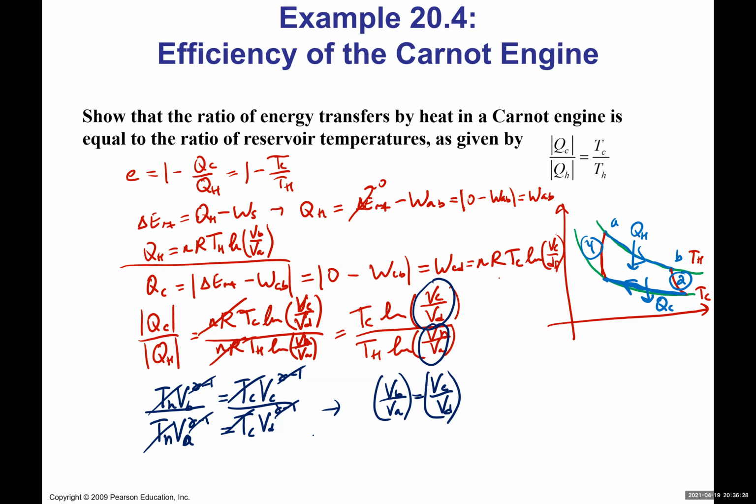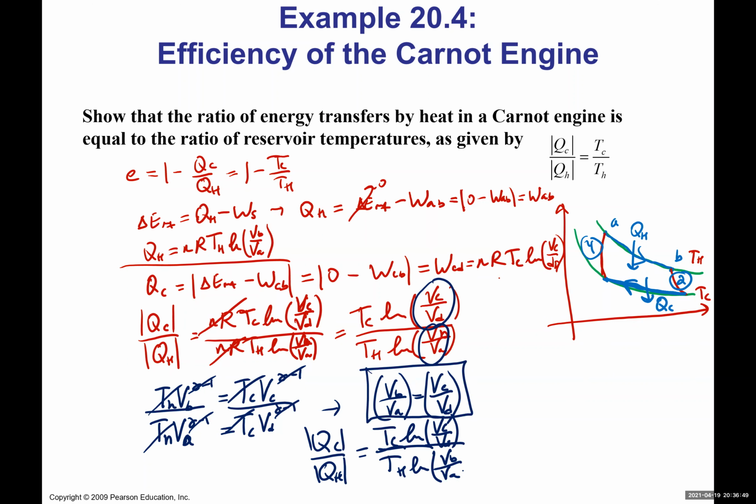And remember, what I have over here is Q_C over Q_H equals T_C ln(V_C over V_D) over T_H ln(V_B over V_A). But here I'm saying those ratios are exactly the same, so the ratio at the top, V_C over V_D, is the same as V_B over V_A. So they also cancel, and you can see this ratio of the Q is equal to the ratio of the temperatures. That's the proof that the ratio of heat removed versus heat added is equal to T_C over T_H.